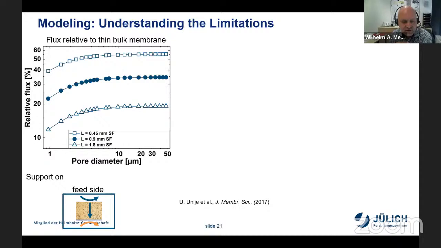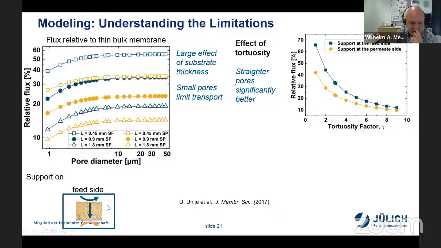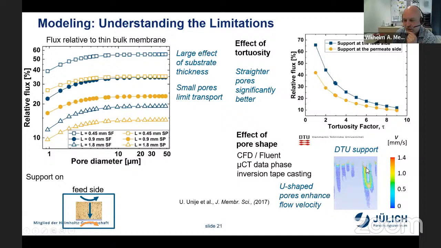But if they are larger, then we have another problem with the gas tightness maybe of our thin film, which has only a thickness of 10 to 20 micrometer. And it also plays a role in which direction your membrane is. Is it on the feed side or on the permeate side? The relative flux is also limited by the tortuosity of the pores. What you can see here is a model, an experiment our colleagues from DTU did. U-shaped pores in the support and the surface of the membrane would be perfect.